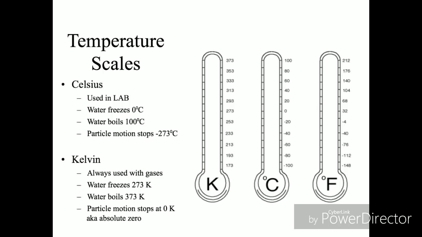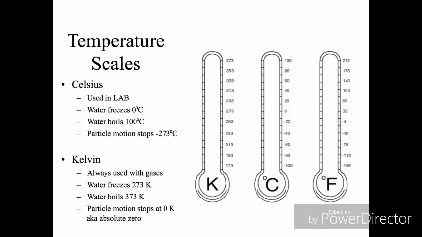Although you are probably most familiar with the Fahrenheit temperature scale, which we use to describe daily temperatures here in the United States, in science we are going to use the Celsius and Kelvin scales. The thermometers in lab are Celsius thermometers. Two important points on the Celsius thermometer that you need to know are 0 degrees Celsius, where water freezes, and 100 degrees Celsius, where water boils.